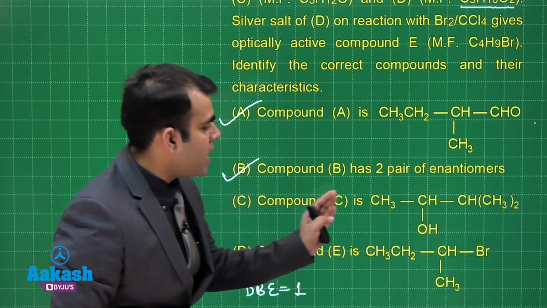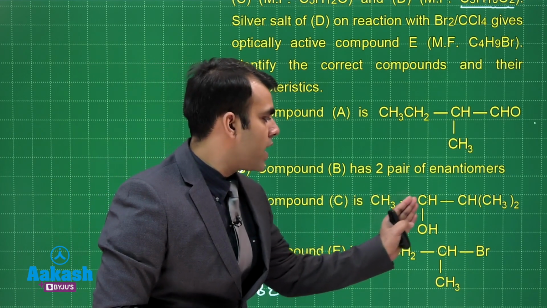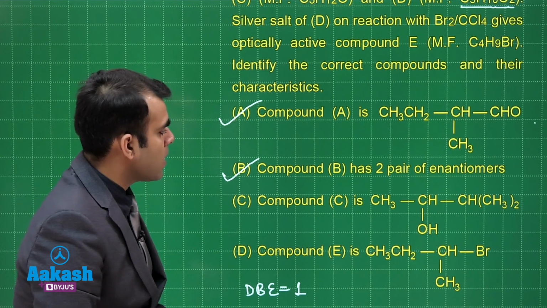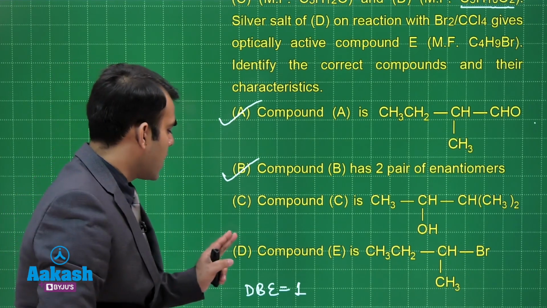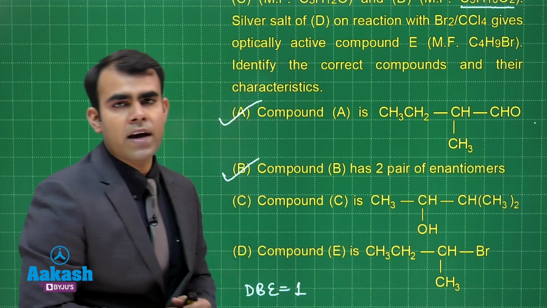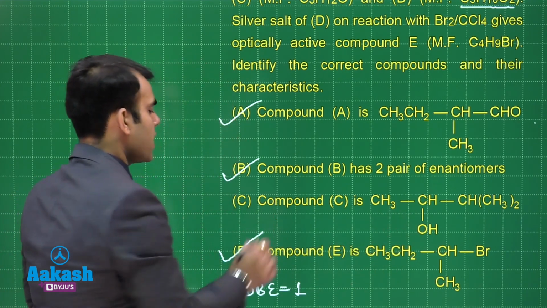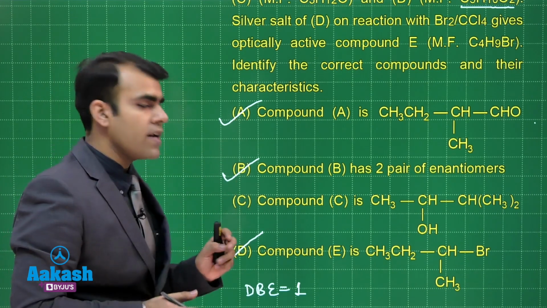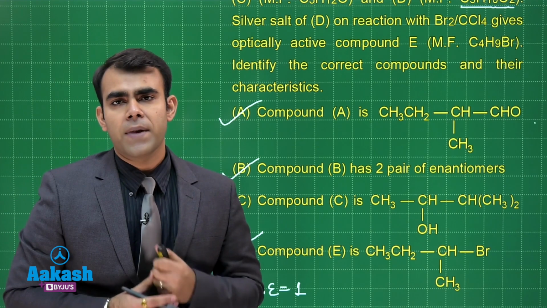Then compound C is CH3CHOH CH(CH3) twice. No, we do not get any such compound. And finally compound E is CH3CH2CH(CH3)Br. Yes, this one is the E compound. So here my answer is A, B and D. Now moving on to my next question.